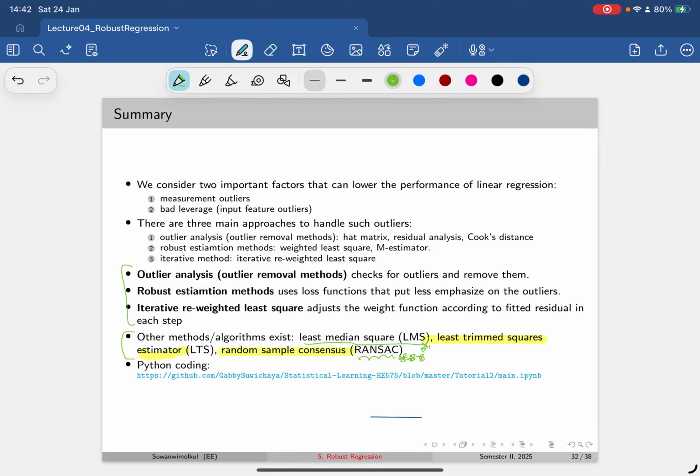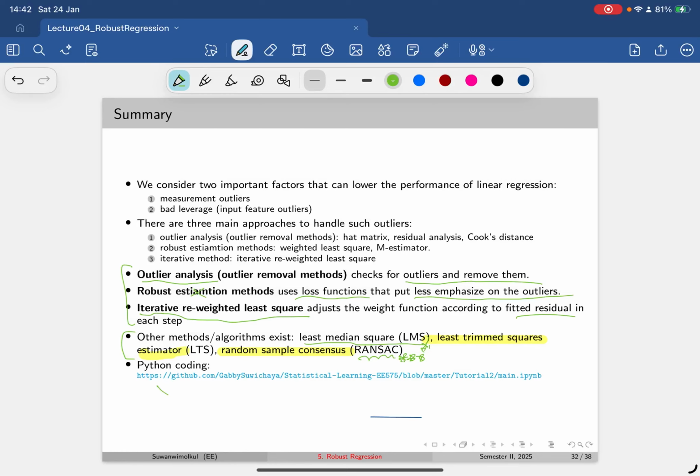But of course, we should know that outlier analysis is about the algorithm for checking outliers, trying to find where they are and remove them. But robust estimation, which I misspelled here, is more about proposing a loss function that puts less emphasis on the outliers. Meanwhile, iteratively weighted least square is the one that adjusts the weights towards minimizing those residuals. Okay, and probably that's it.